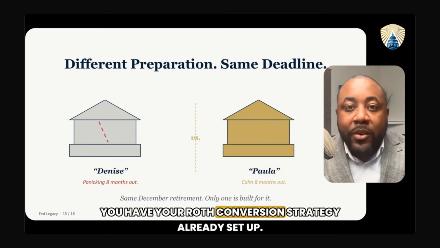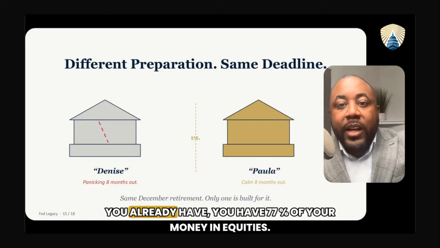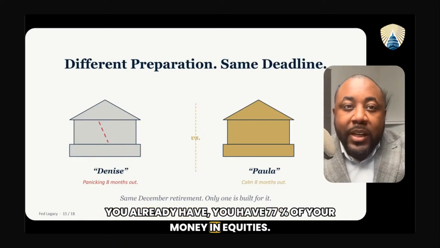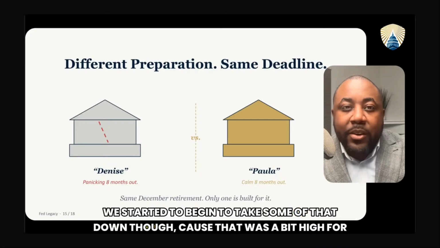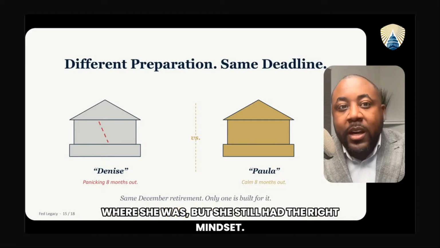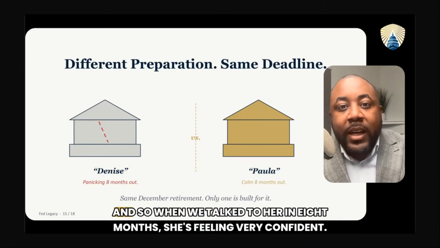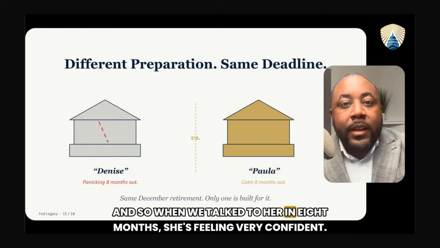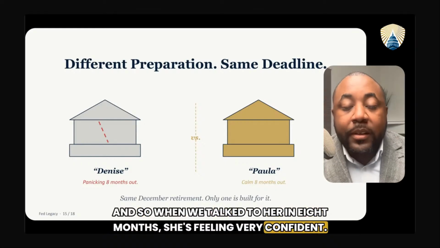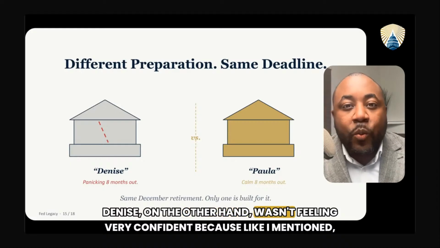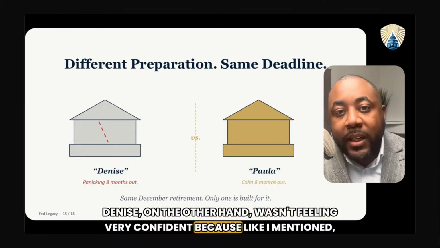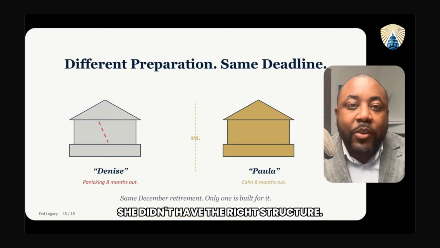You have your Roth conversion strategy already set up. You have 77% of your money in equities. We started to take some of that down though, because that was a bit high for where she was, but she still had the right mindset. And so when we talked to her in 8 months, she's feeling very confident. Denise, on the other hand, wasn't feeling very confident because, like I mentioned, she didn't have the right structure.